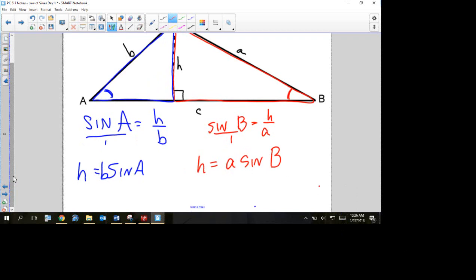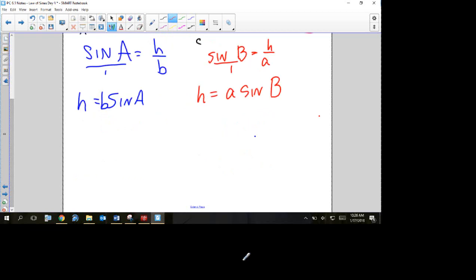Is the height a different amount for the blue one than it is for the red one? So the h is the same. So what can you conclude about the other stuff? They're equal. That's substitution. So I'm going to use substitution. I'm going to say that b sine angle A is equal to a sine angle B.